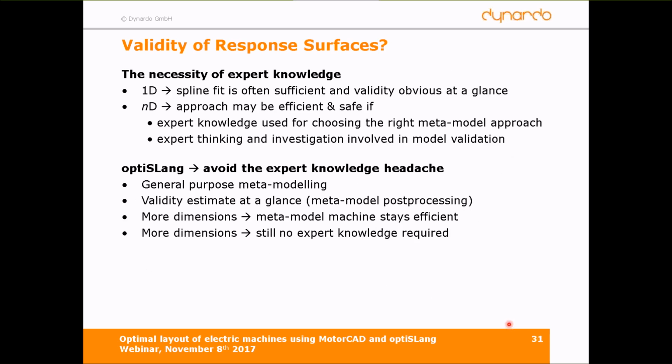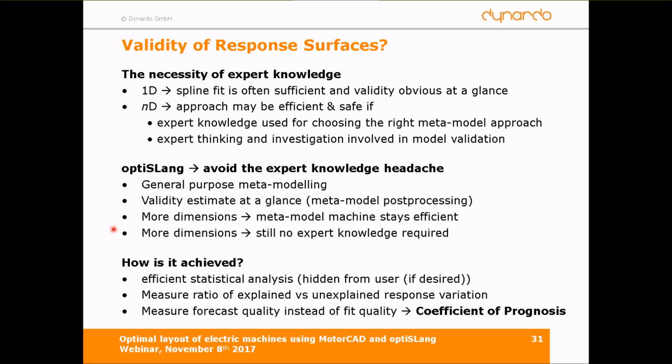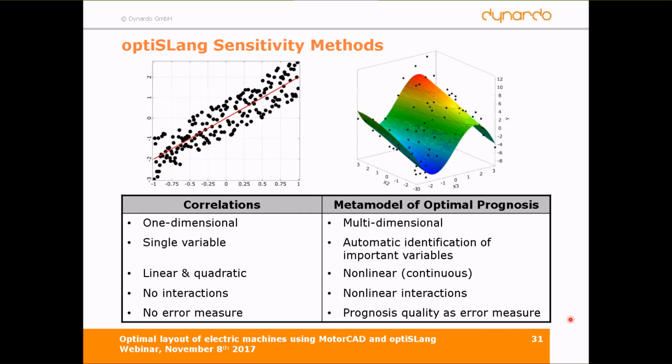With optiSLang, you get nonlinear meta models, and you get the sensitivity study. One result is the coefficient of prognosis, which gives you a conservative, reliable measure of the meta model quality, of what fraction of the physics has been captured in the meta model. And if you have that captured, then you can use it to get ahead in your optimization problem.